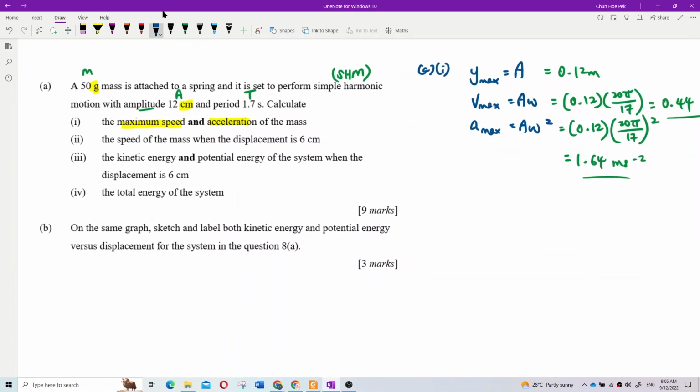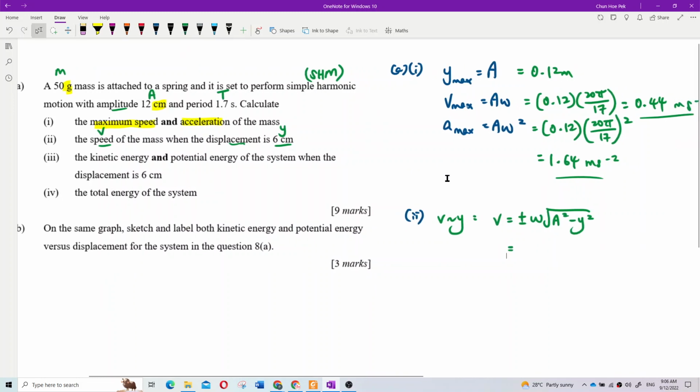So question B, question number 2. Find the speed of the mass when the displacement is given. You need to find speed V. He gave you the displacement, Y, so use the V versus Y equation. Remember? V equals plus minus omega square root of A square minus Y square. Okay, class? Yes, sir.